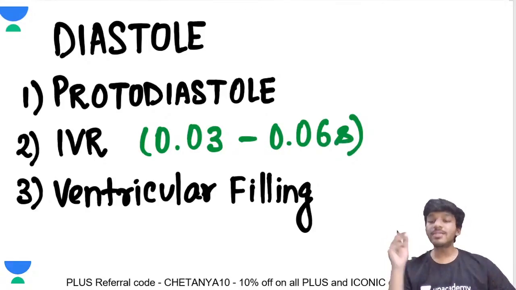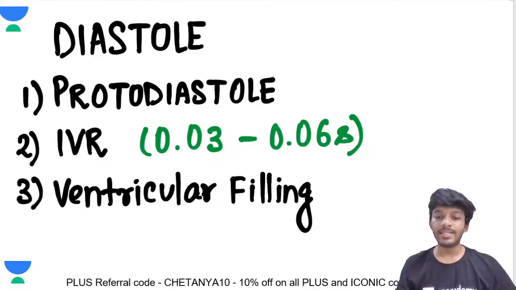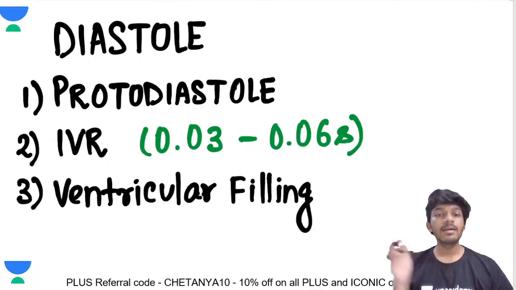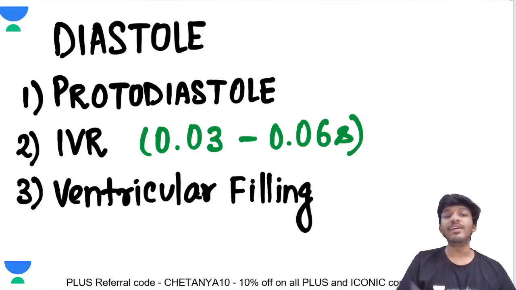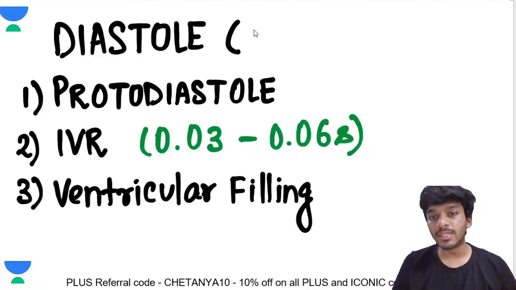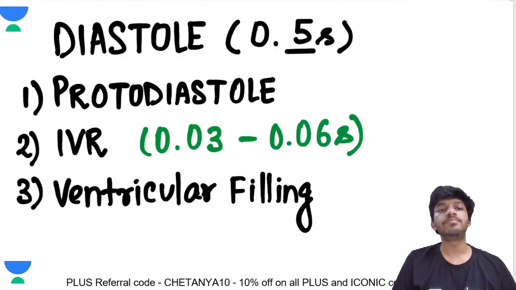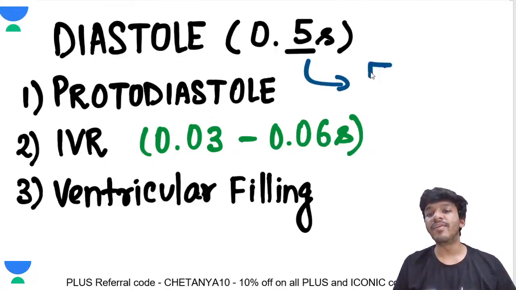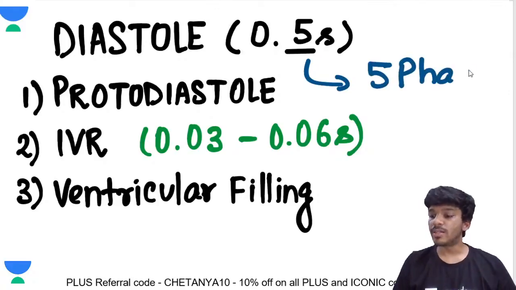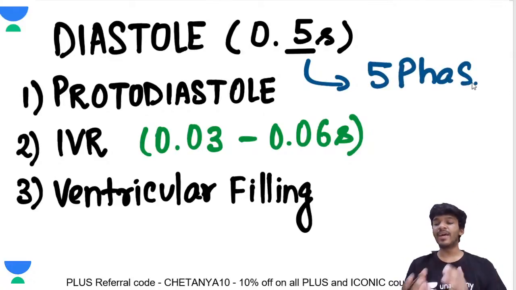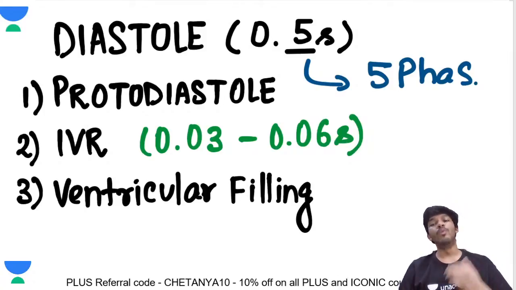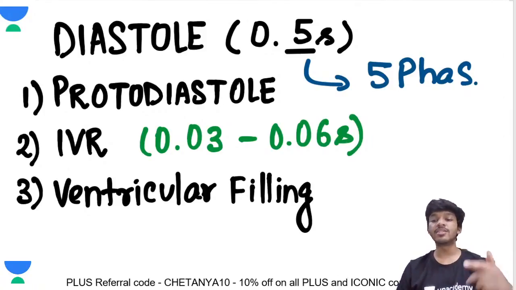Right. Now, once you understand systole, diastole is very easy to understand. Diastole, again, has broadly three phases, but this is lasting for 0.5 seconds. So we have divided it into how many phases? Five phases. So what are the total number of phases? 3 plus 5, 8 phases. What is the duration if the heartbeat is 72? 0.8 seconds. How many phases? 8 phases, duration 0.8 second, provided heartbeat is 72.